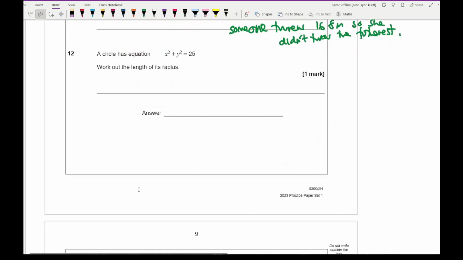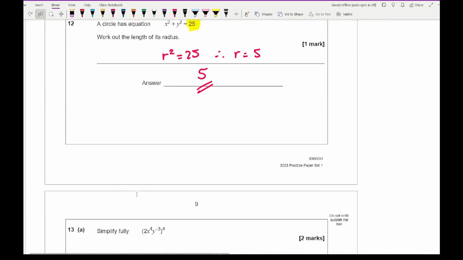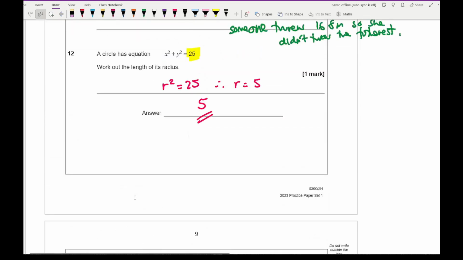Then moving on to question 12, it says the circle has the equation x squared plus y squared equals 25. Work out the length of its radius. Well, this value here is the value of the radius squared. So r squared equals 25, so that means r is going to equal plus or minus 5. But because r is a length, it can only be a positive number. So the answer is going to be 5. If you did write -5, you would lose the mark. So just be mindful of that.